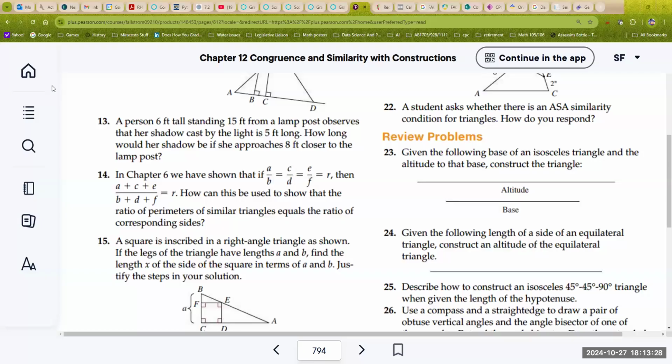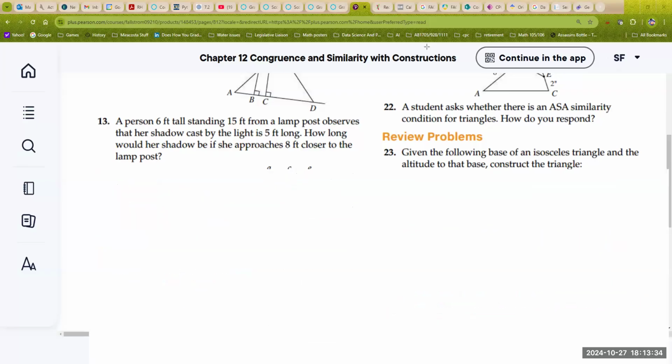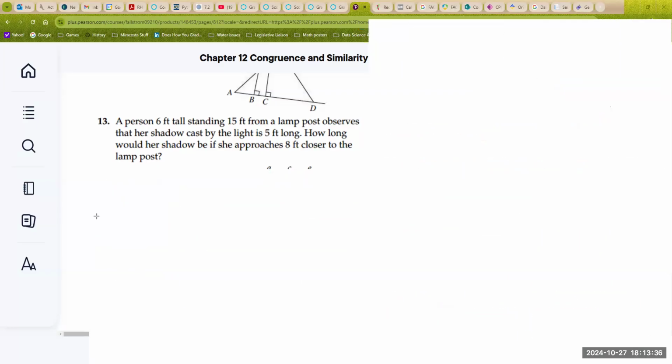Hello, students. I had a few people asking about question 13. This is out of 12.4 MCs. So let me get just a little bit of white space here. And so we got a person standing a certain distance from a lamppost.